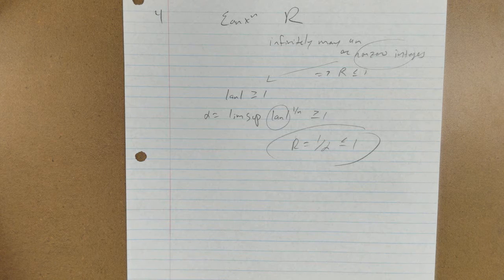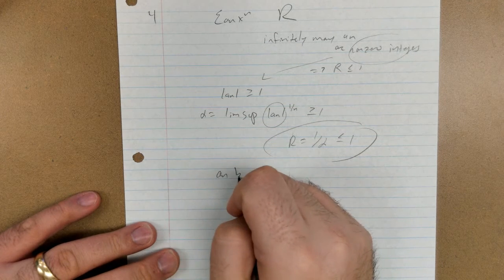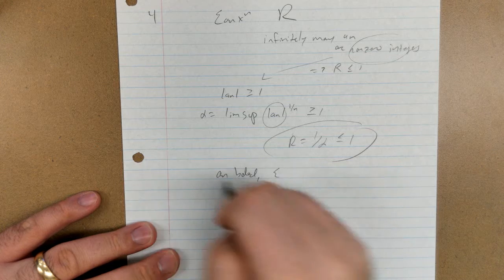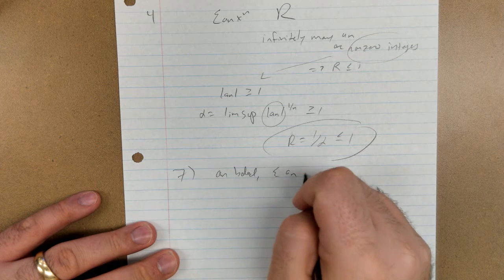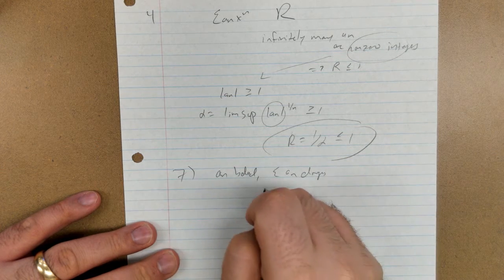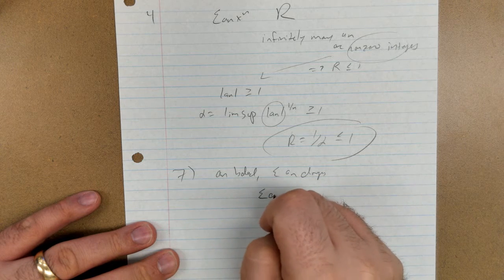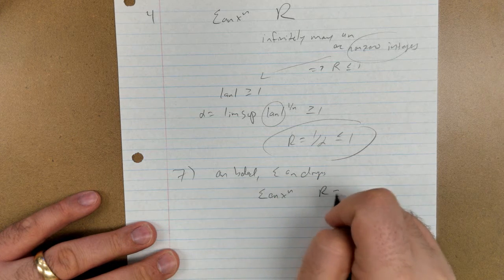All right, next we want to do number 7. And this one says you have a sequence that's bounded, but it diverges. Prove that the radius of convergence of the power series that pairs with it is equal to 1. So a_n is bounded, this diverges, and we want to say that this power series has R exactly 1.